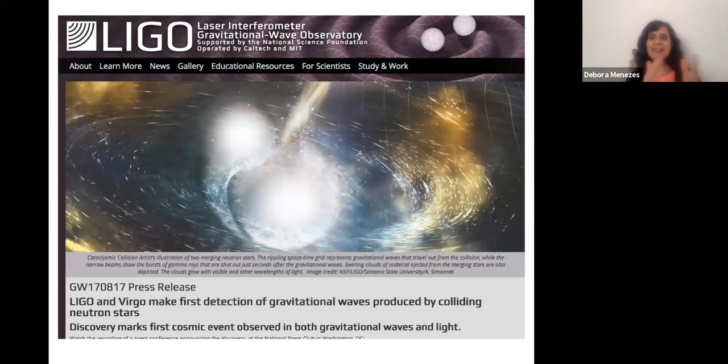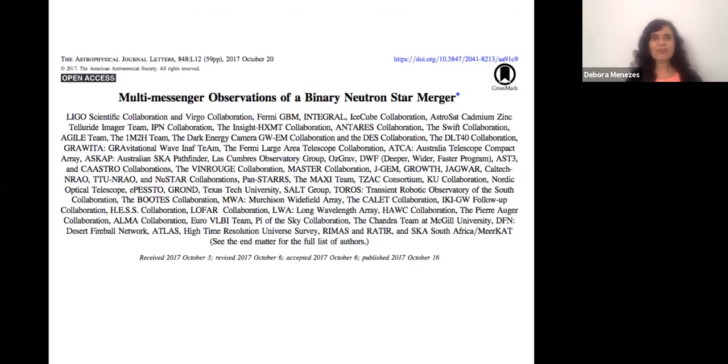So what I like is this detection that everybody knew about in 2017. LIGO and Virgo detected the first gravitational waves produced by two colliding neutron stars. And this was a fantastic event. Why was it so? So this is the advertisement of the paper that announced it.